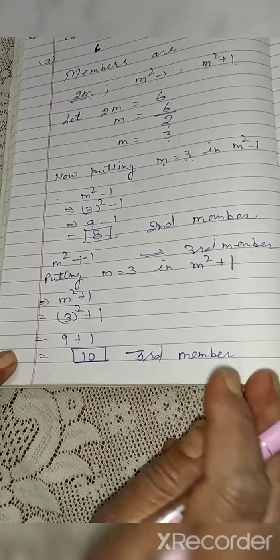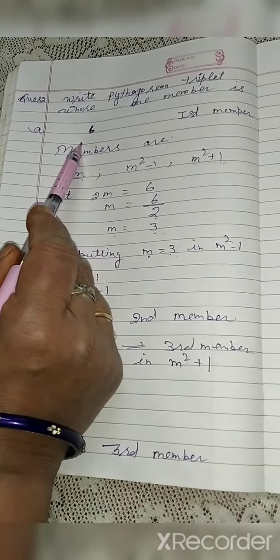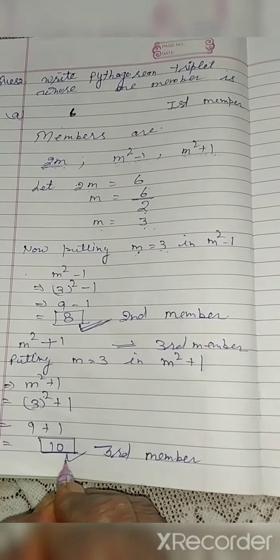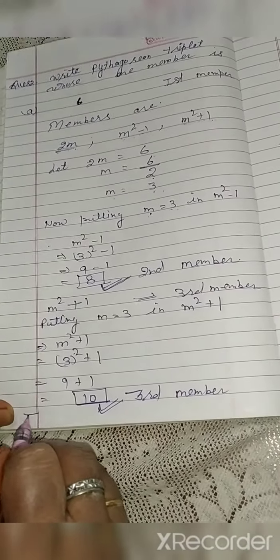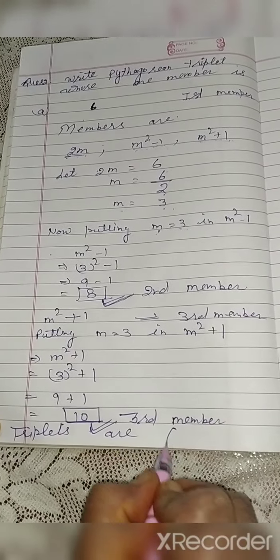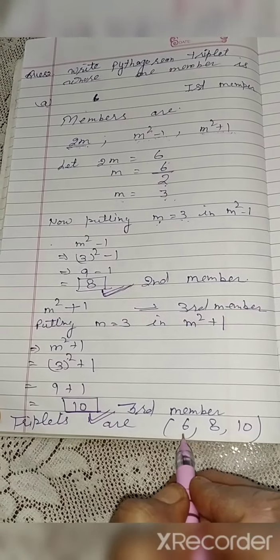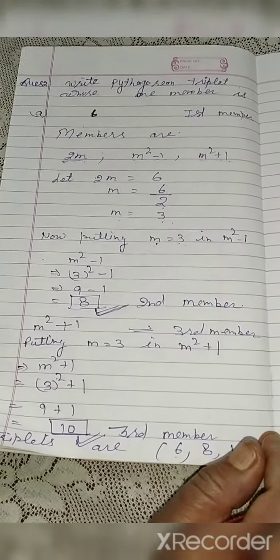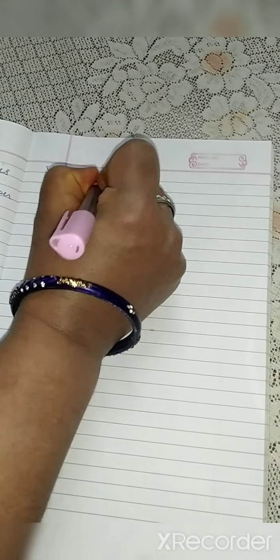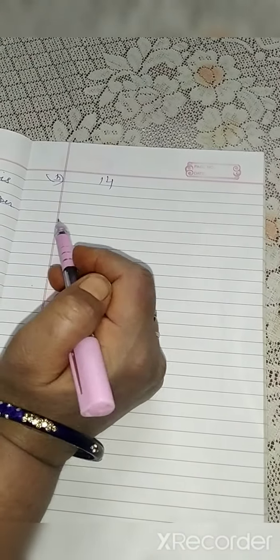So what members did we find out? 6 is given. So we have found out the second member as 8 and the third member as 10. So the triplets are 6, 8 and 10. These are the triplet. Now the B part of this: one of the members is 14. Similarly, we will solve this question.